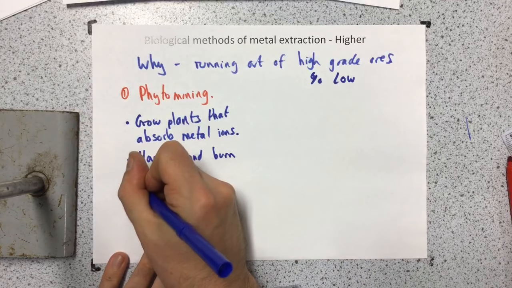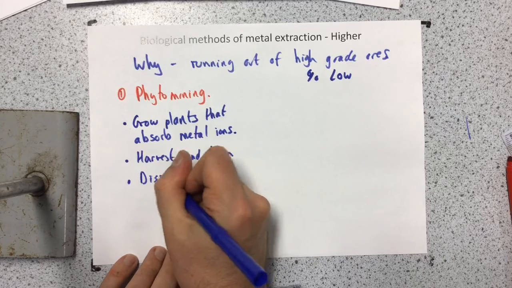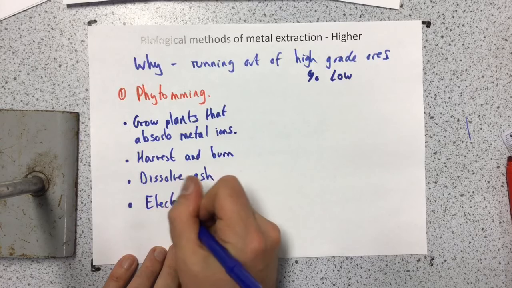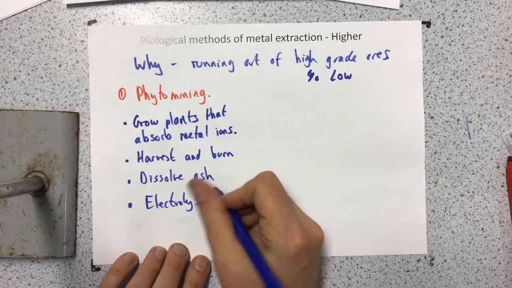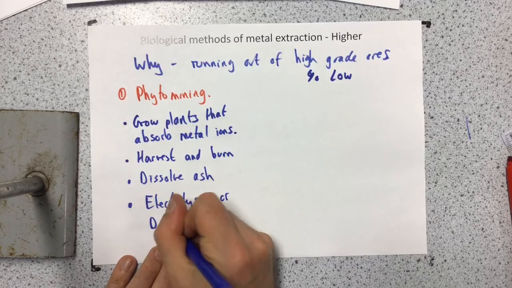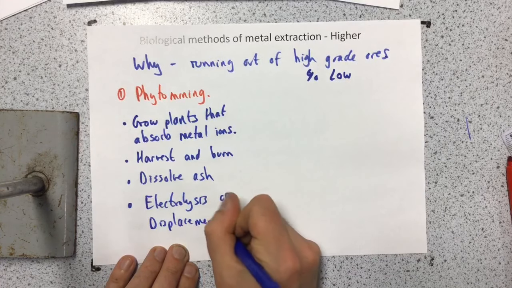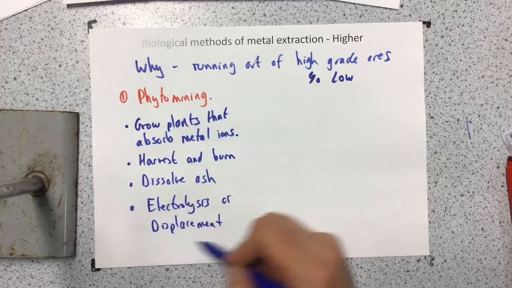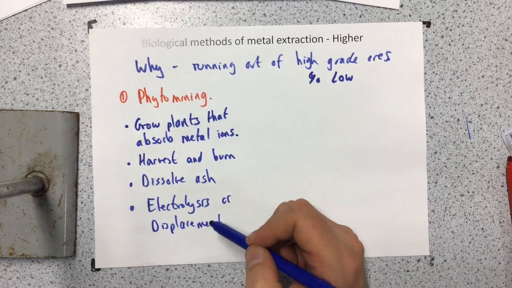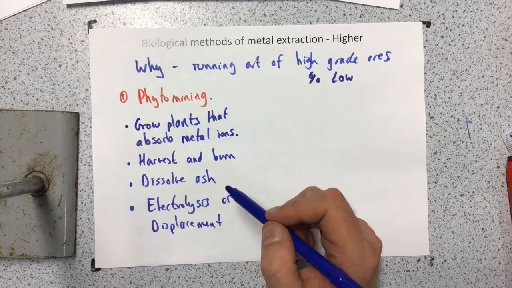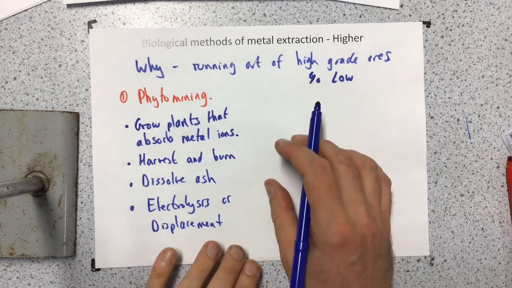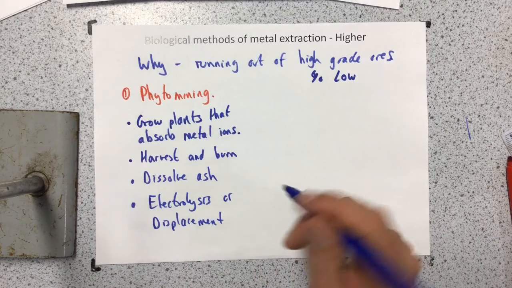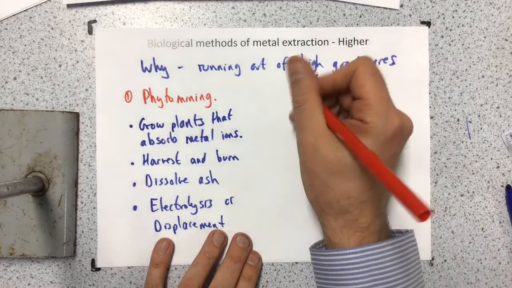Okay? You then dissolve the ash, and then you use electrolysis or displacement to extract the metal. So by displacement, I mean if you've got a more reactive metal, you can put loads of scrap of that metal in, and it will displace the less reactive metal. So for example, for copper, you could displace it with scrap iron.